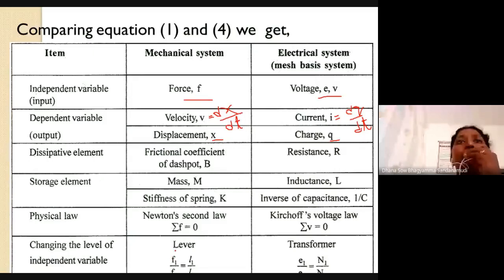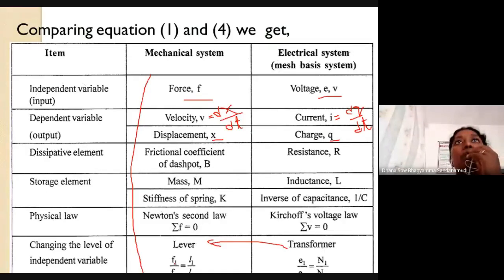If you consider a lever, or forget about the lever because it is related to mechanical students, if you consider a transformer, you know E1 by E2 is equal to N1 by N2. That can be compared with the lever of a mechanical system: F1 by F2 is equal to L1 by L2. If you remember this, you can solve the problems.